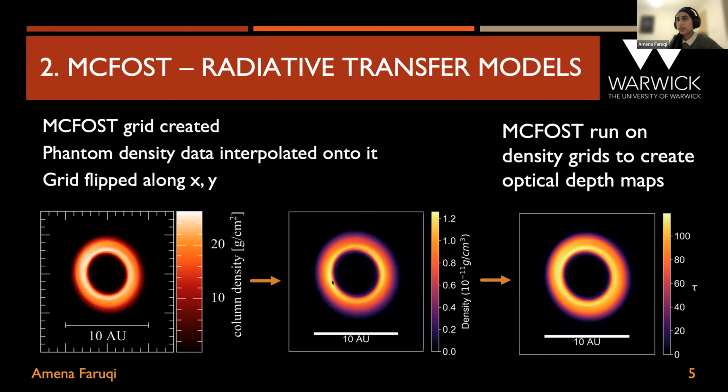These were then converted to MCFOST density grids by taking this data, interpolating it onto an MCFOST grid that was created. And then MCFOST was run on this density grid to generate an optical depth map so that we could calculate the flux drop from the stars as they pass behind the disk.